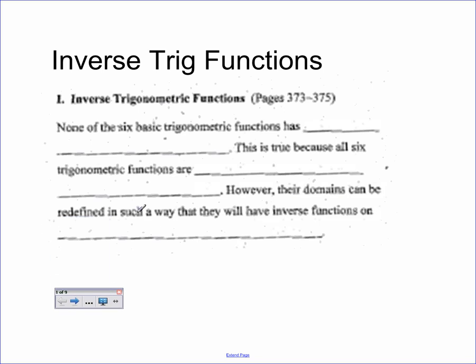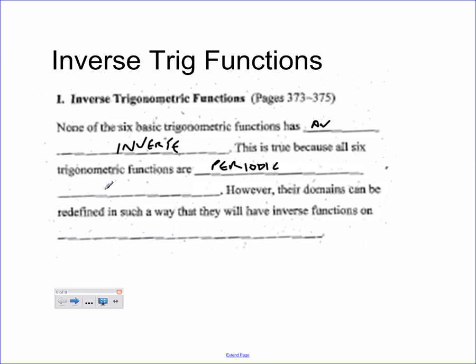Alright, now everything's just where I want it to be, so we'll get started with inverse trig functions. The first thing that I want to tell you about inverse trig functions is that none of the basic six trigonometric functions has an inverse. Not a single one has an inverse. And this is true because all six of the trig functions are periodic functions.